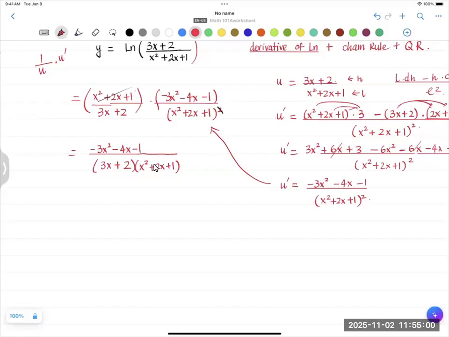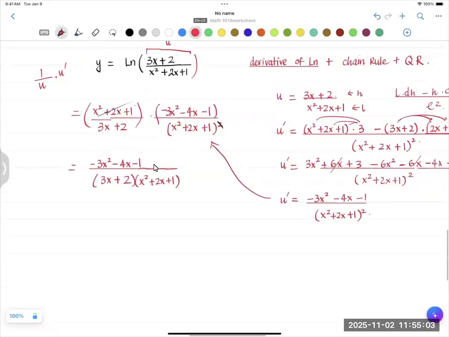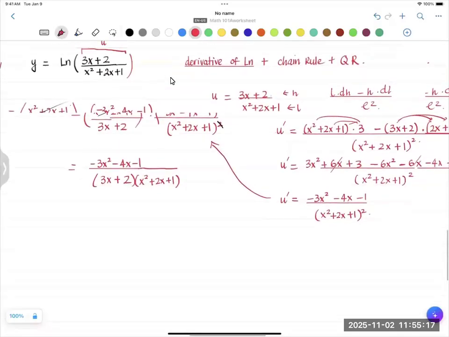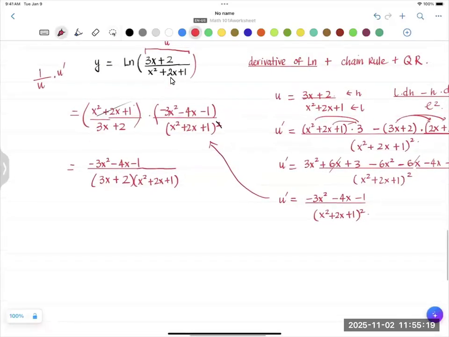All right, so there's another way to find the derivative of a logarithm without applying the quotient rule. However, you will need the logarithm property, okay? So let me show you how to do that one. So when we have y equals ln of (3x plus 2) over (x squared plus 2x plus 1), right?